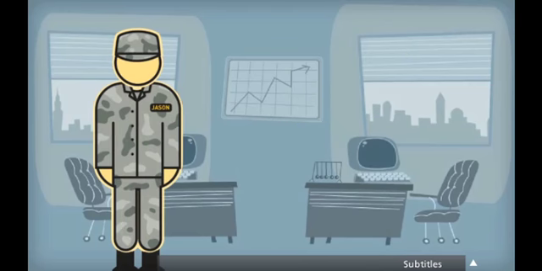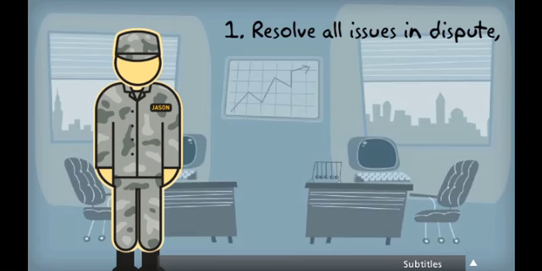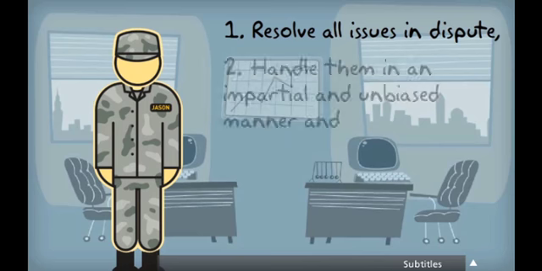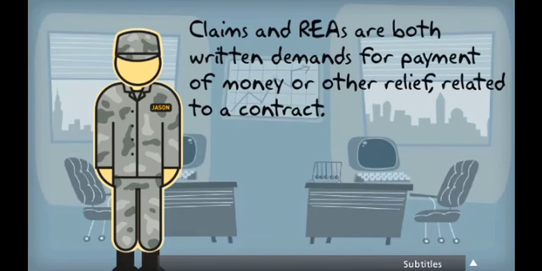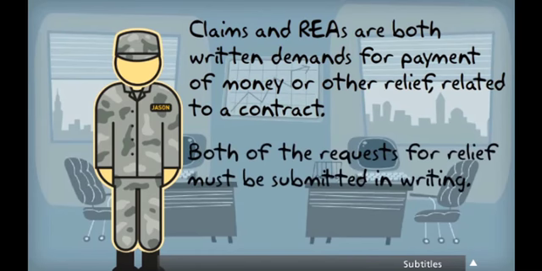The contracting officer's objective when handling a claim or REA is to 1. Resolve all issues in dispute. 2. To handle them in an impartial and unbiased manner. And 3. To efficiently and accurately issue decisions with a sound legal basis. Claims and REAs are both written demands for payment of money or other relief related to a contract. Both of the requests for relief must be submitted in writing.